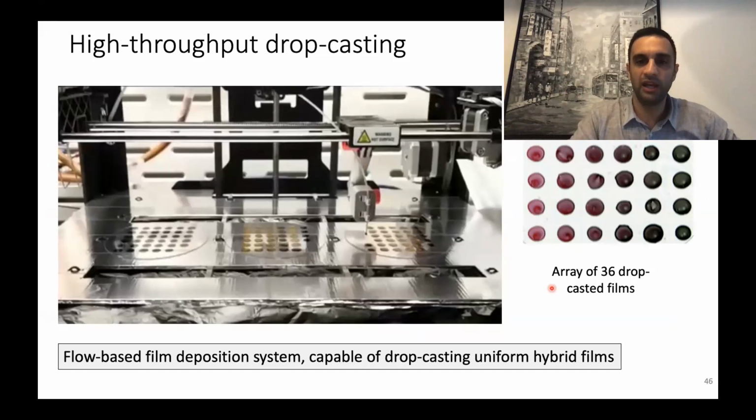Now, the key innovation here was that we wanted to actually measure the optical and electrical properties of these, right? So you get a flow system. We repurposed a 3D printing stage. So there's $0 input into this. And we drop cast this into a smooth quartz wafer, which is what you see here. And we can do something like 36 drop cast films within a matter of 10 minutes.